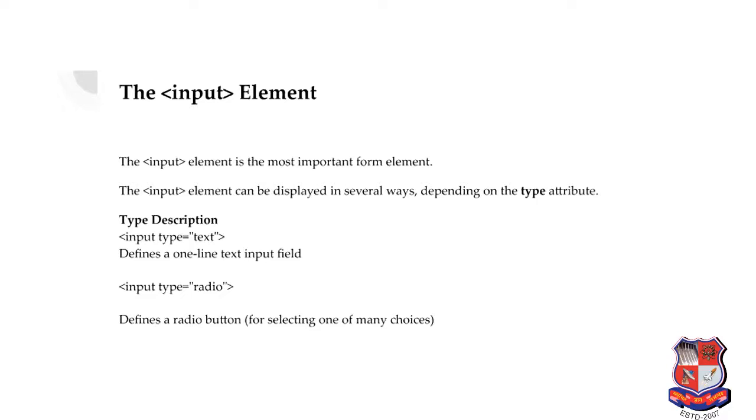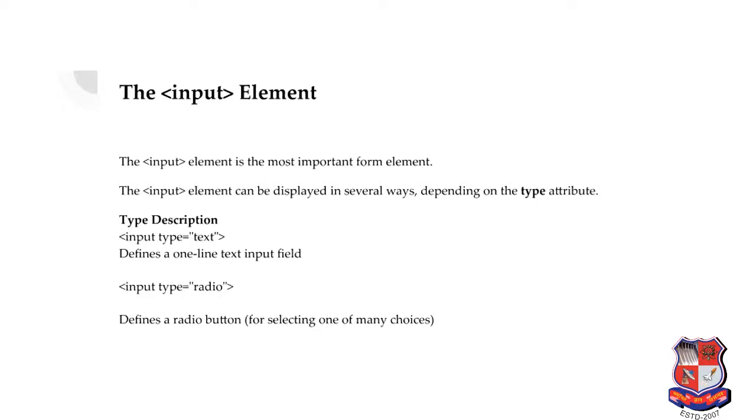The input element is the most important form element. The input element is displayed in several ways depending on the type attribute. Here are some examples you can see here on the screen. Input type equal to text defines a single line text input field.